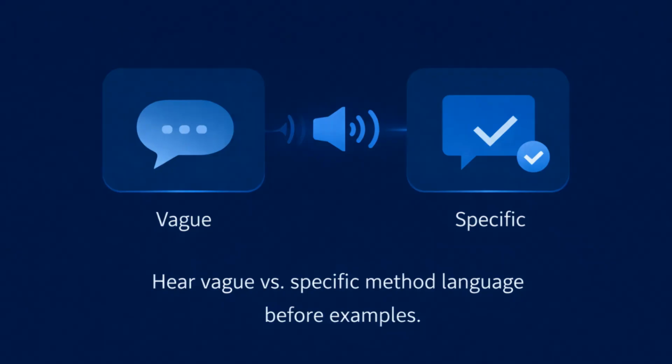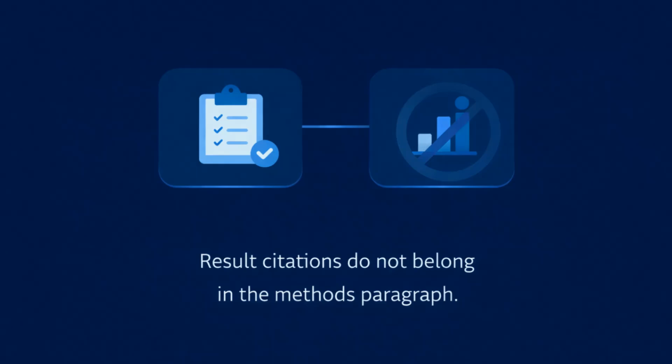It also helps to hear the difference between vague and specific method language before we look at examples. Saying studies use surveys is vague. Saying studies relied on one-time self-report surveys administered during a single academic term, using a standardized engagement scale, allows the reader to actually picture the research. That level of specificity is what makes a methods pattern visible.